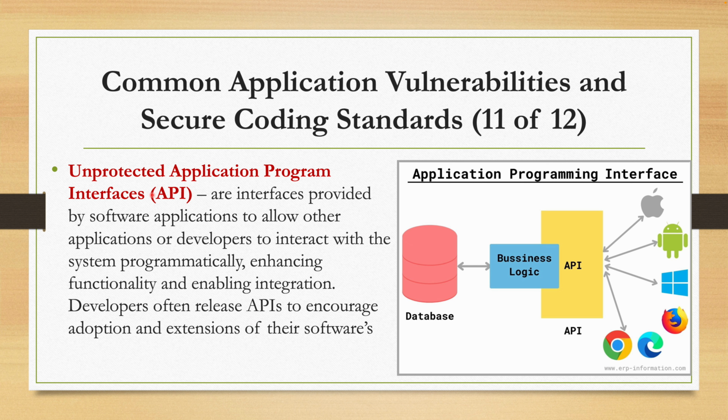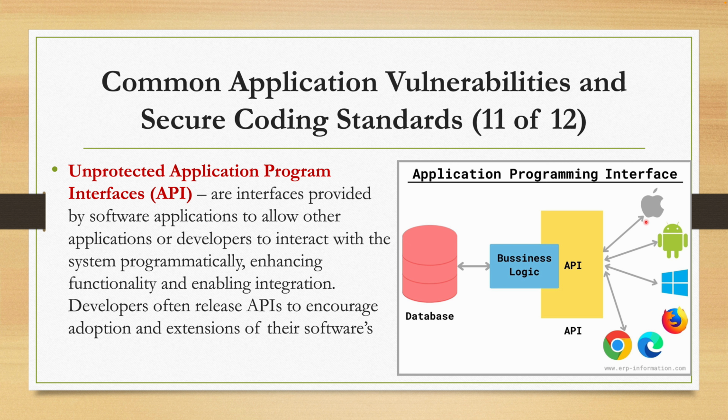Now, unprotected application program interface, API. If you look at the screen over here, we have different types of applications, like on mobile and on the browser, accessing the API, which, as you see, is an interface provided by the software application to allow other applications, like the other application right here, or developers to interact with the system programmatically, enhancing functionality and enabling integration.